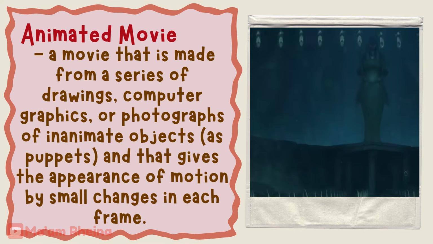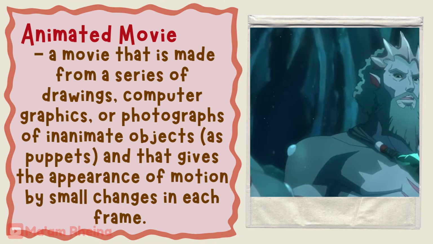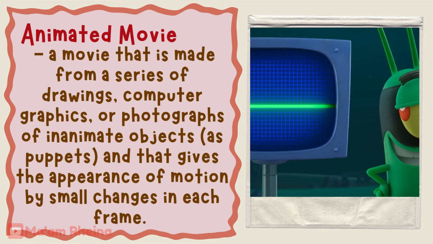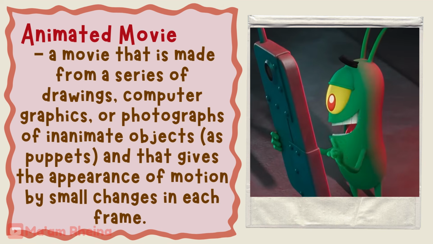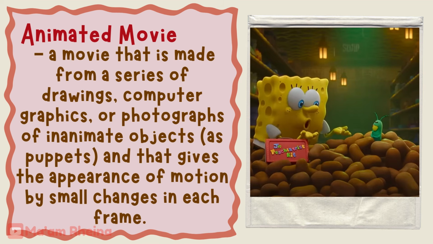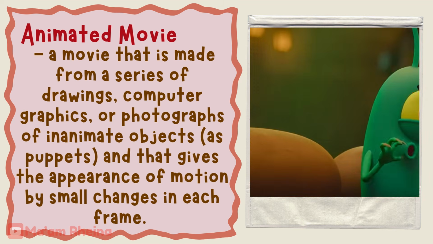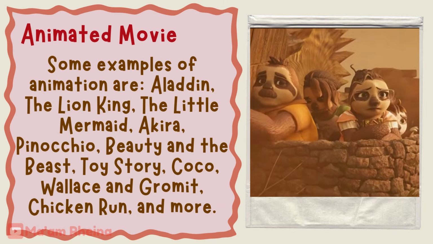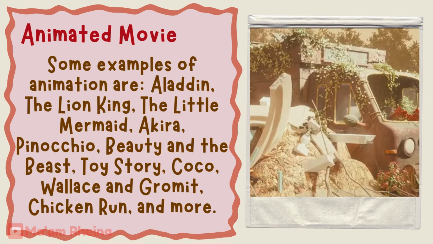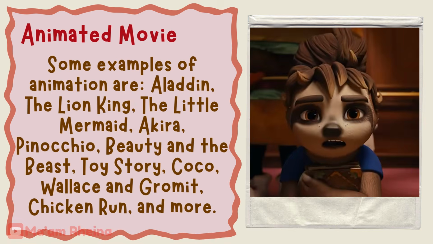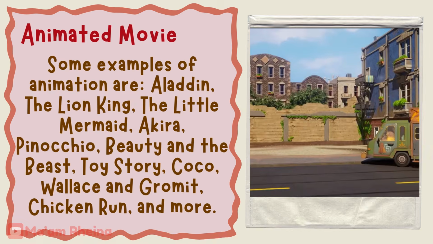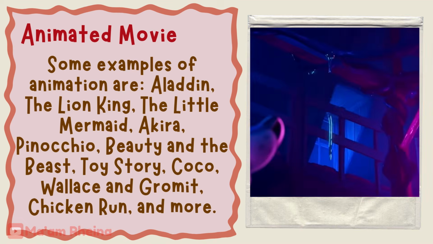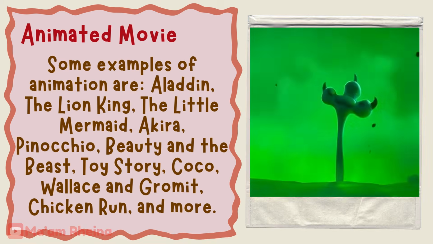An animated movie is created from a series of drawings, computer graphics, or even photographs of inanimate objects like puppets. These images are shown one after another with small changes in each frame, which creates the illusion of movement, making the characters and scenes come alive on screen. Some popular examples of animated movies you might know are Aladdin, The Lion King, The Little Mermaid, Akira, Pinocchio, Beauty and the Beast, Toy Story, Coco, Wallace and Gromit, Chicken Run, and more.